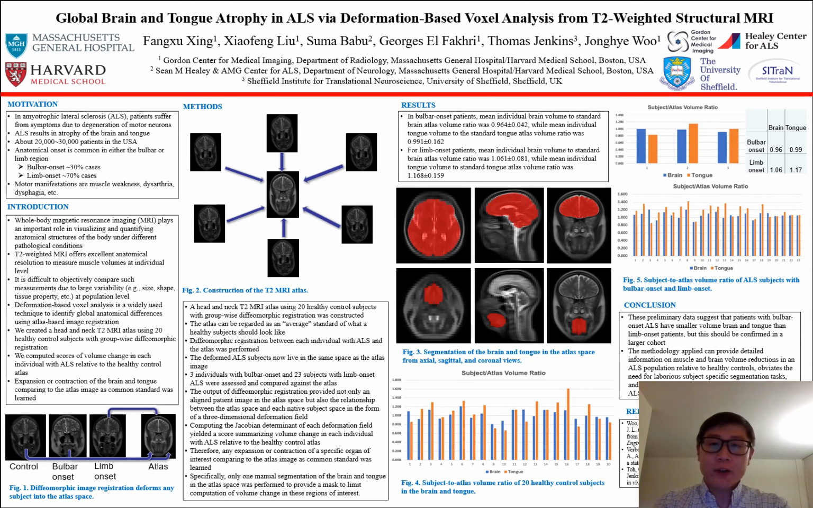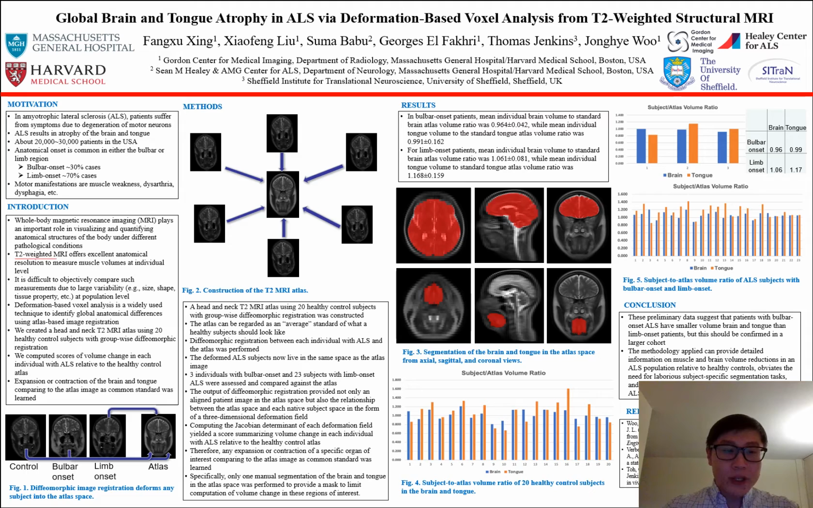I am Dr. Fangxu Xing from the Massachusetts General Hospital and Harvard Medical School. This work is a joint effort between our group and Dr. Jenkins's group from the University of Sheffield. In this work, we're trying to measure brain and tongue atrophy in ALS in terms of volume change by analyzing the T2 weighted MRI images. So I'm going to walk you through the poster a little bit, show you what we're trying to do.